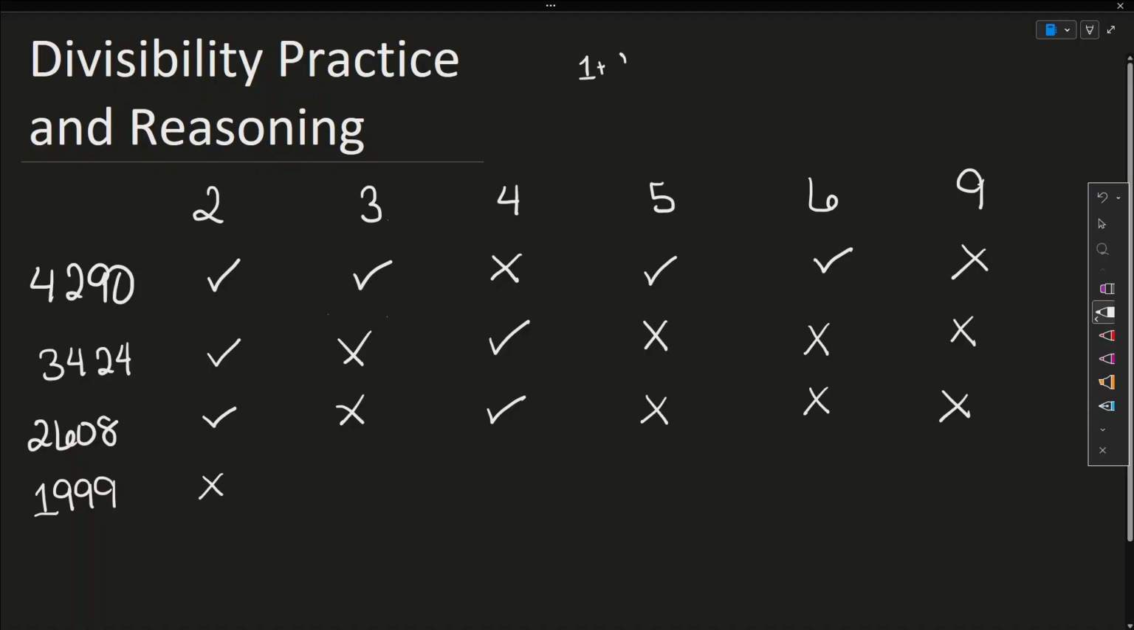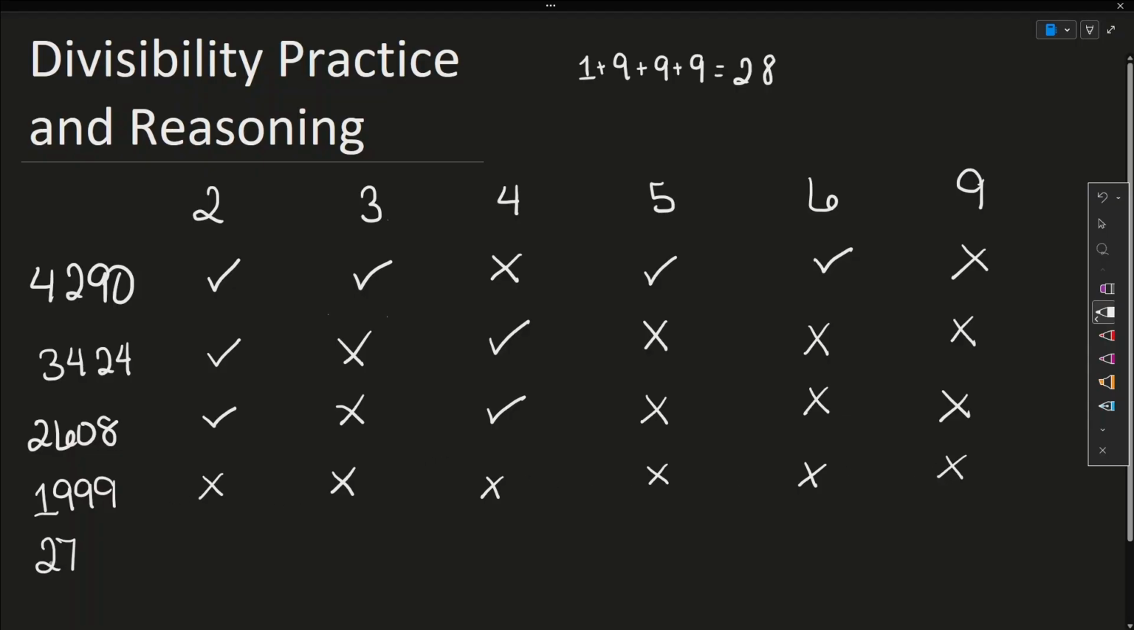What about 3? 1 plus 9 plus 9 plus 9 is 28. And 28 is not divisible by 3, so no. Divisible by 4? Well, the last two digits are 99, and 99 is not divisible by 4. What about 5? No, since it doesn't end in a 0 or a 5. Is it divisible by 6? No, since it's not divisible by 2 or 3. And finally, 9. The digit sum is 28, which is not divisible by 9, so no. 1,999 is not divisible by 2, 3, 4, 5, 6, or 9.